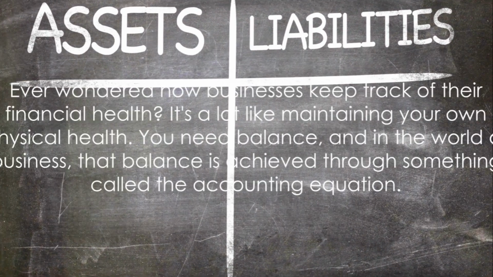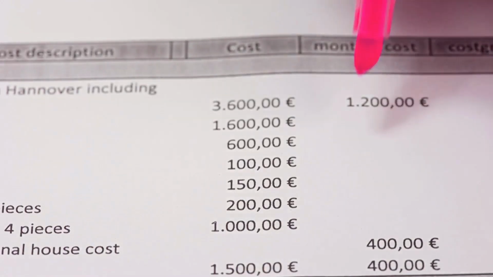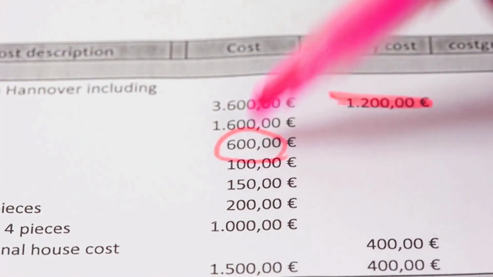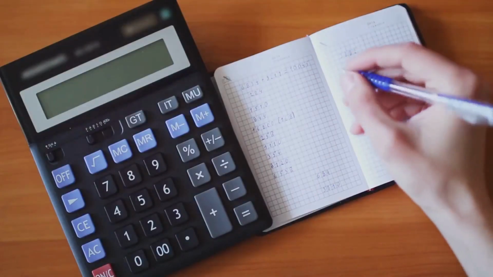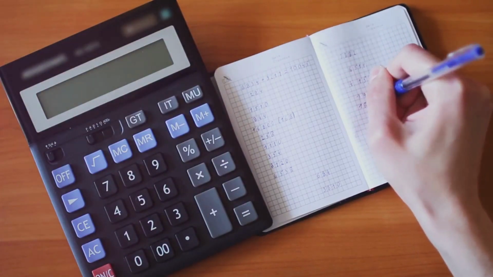Ever wondered how businesses keep track of their financial health? It's a lot like maintaining your own physical health. You need balance. And in the world of business, that balance is achieved through something called the accounting equation. Now, what is this accounting equation, you ask?